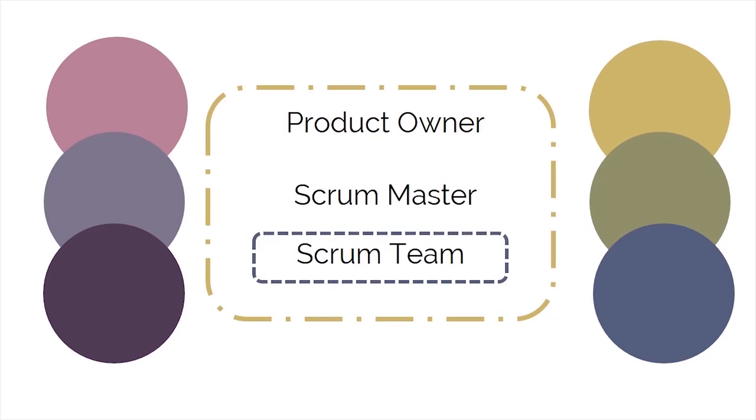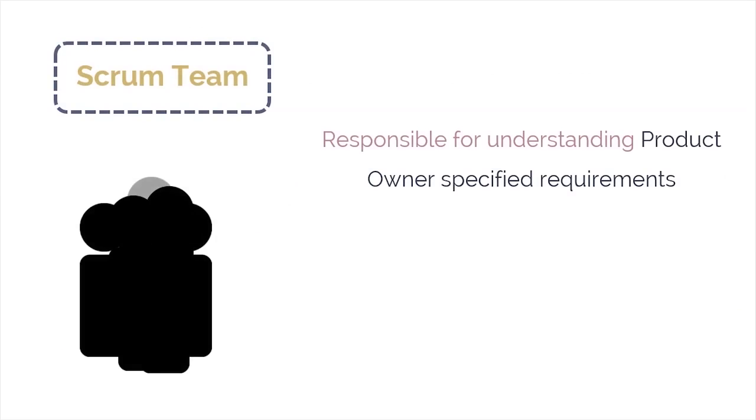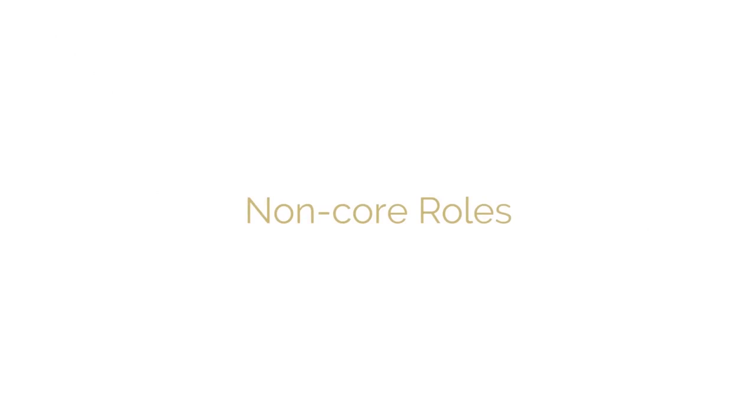They actually do the work. The Scrum team is the group or team of people who are responsible for understanding the requirements specified by the product owner and creating the deliverables of the project. So, considering the earlier example, the software development team, either with newly recruited experts or with newly acquired training, will proceed in accordance with the requirements set by the product owner. Now, let's take a closer look at the non-core roles.